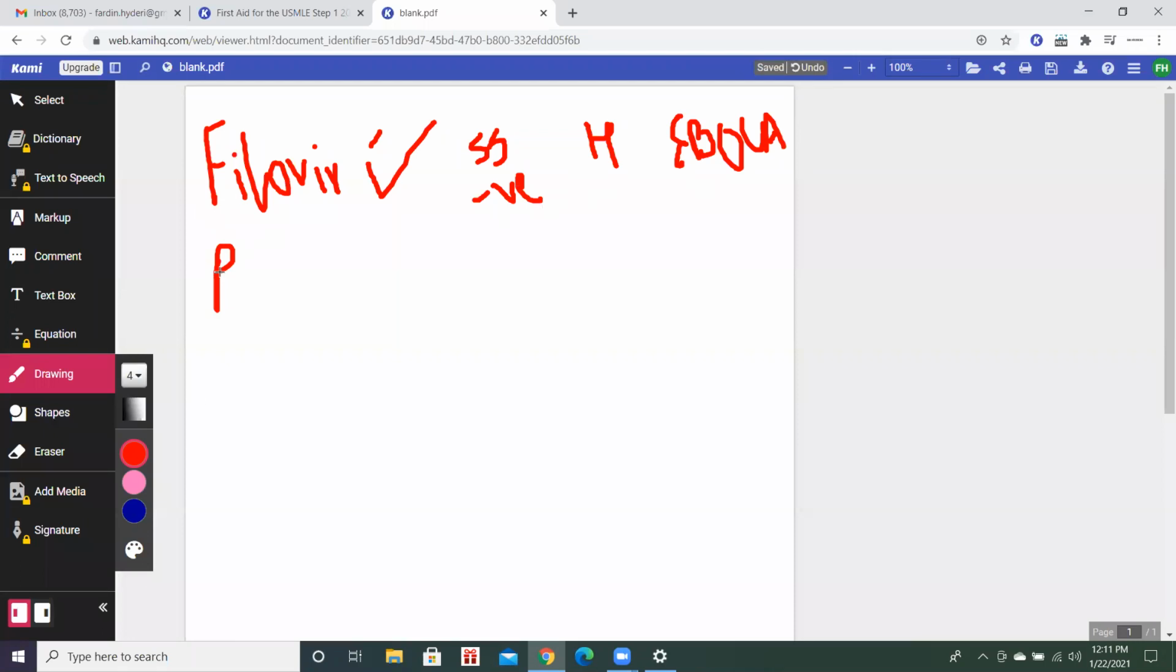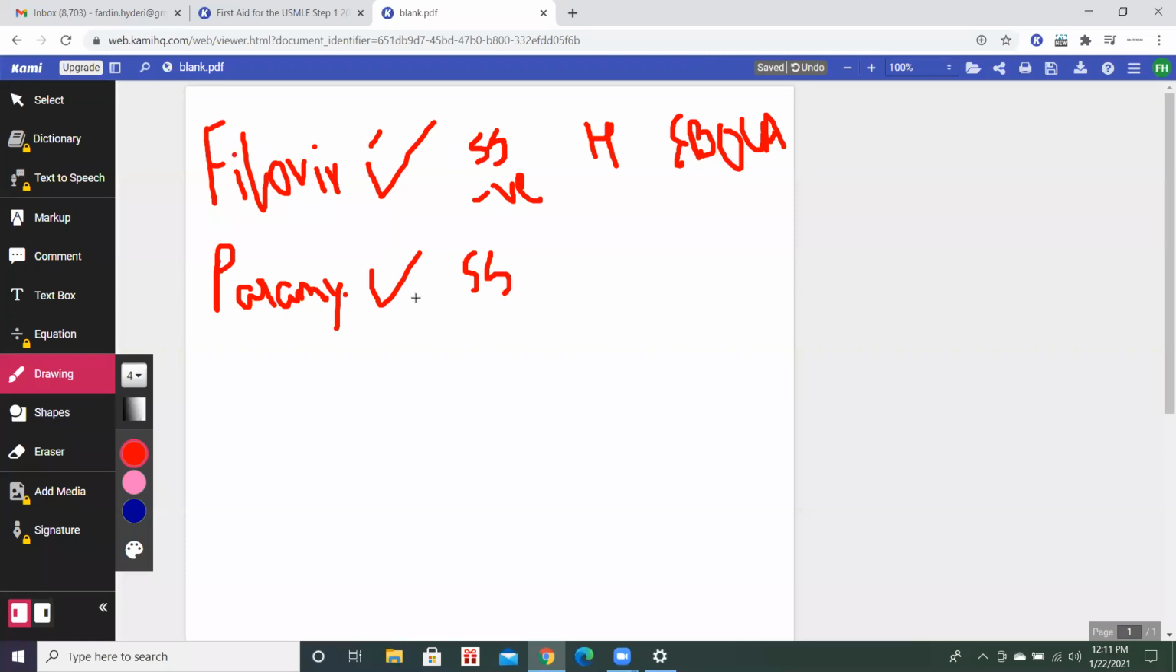Paramyxo. P for paramyxo. Is it icosahedral? I mean, is it enveloped or not enveloped? CPRH is non-enveloped, so this is enveloped. Very good. Next one is double-stranded or single-stranded? All RNAs are single-stranded except Rho, which is double-stranded. So it's single-stranded. Next one is it positive or negative strand?